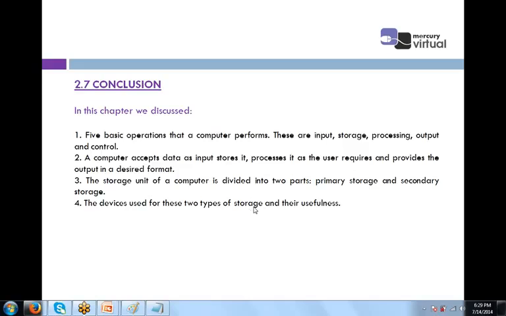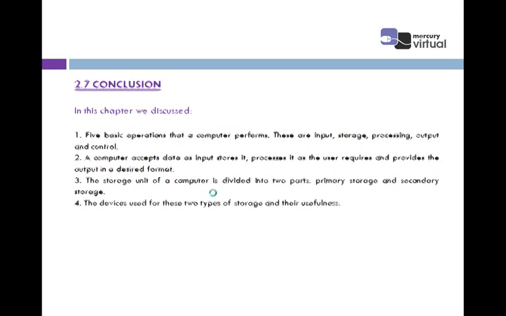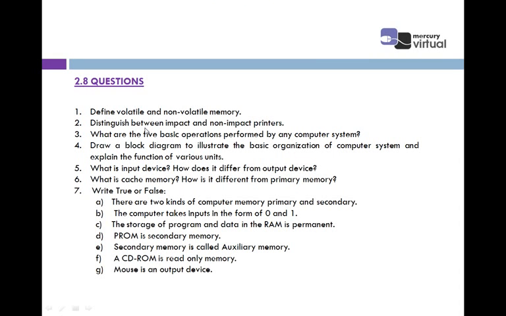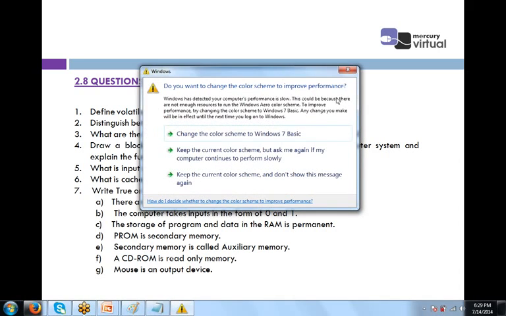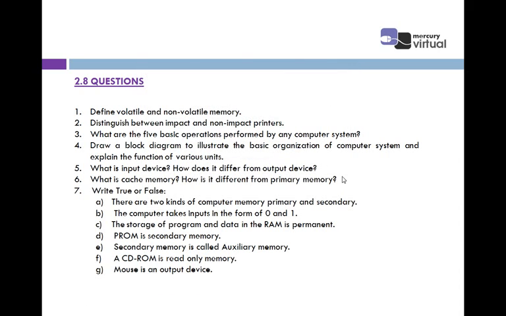Now let's see some question answers. This is the main part of the training. The first question is: define volatile memory and non-volatile memory. The answer is, volatile memory is a memory which loses its contents when the power has gone. It means when the light cuts off, the contents of the memory are lost. That is your volatile memory. But in non-volatile memory, the data will remain in the computer even when the power has gone. It means when the light cuts, the data is not lost. That is your non-volatile memory.